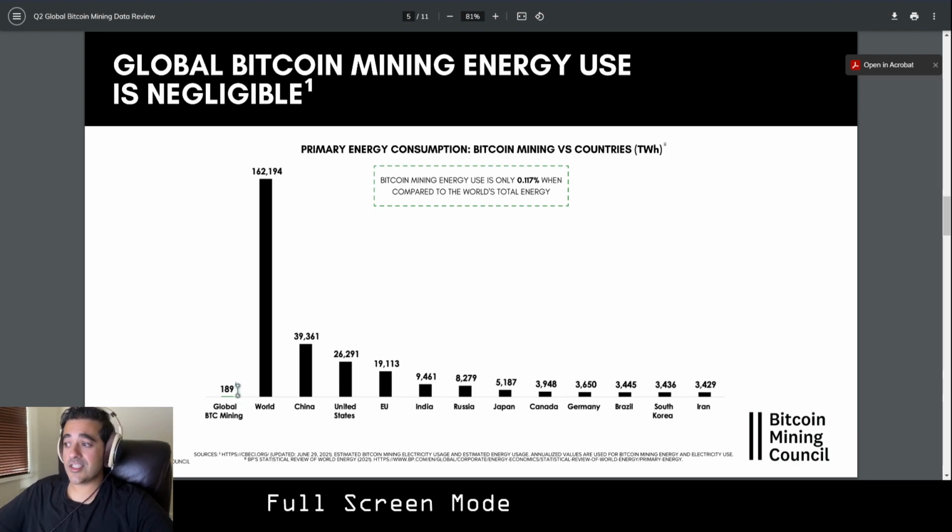It is not just negligible, it's barely represented here. So compared to the amount of energy we're using in the world, Bitcoin is using a tiny, tiny fraction of it, and its use cases are massive. All right, so let's keep moving.